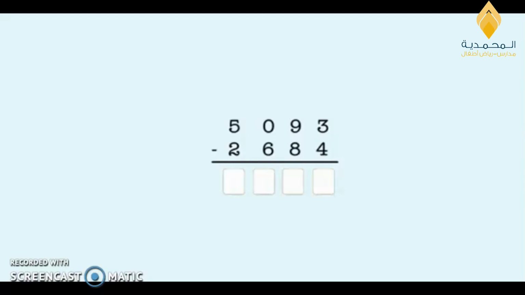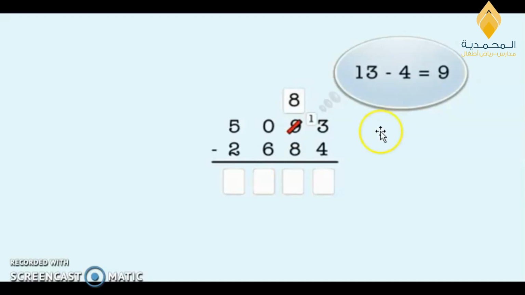5,093 minus 2,684. As you can see, the first thing we should do is line up the digits. Look, the ones, tens, hundreds, and thousands, and always start subtracting from the ones. We cannot take 4 from 3. So then we should move to the next digit and take 1 from it. We have 9. If we take 1 from the 9, it will be 8. Okay? And then put 1 inside the 3, it will be 13.